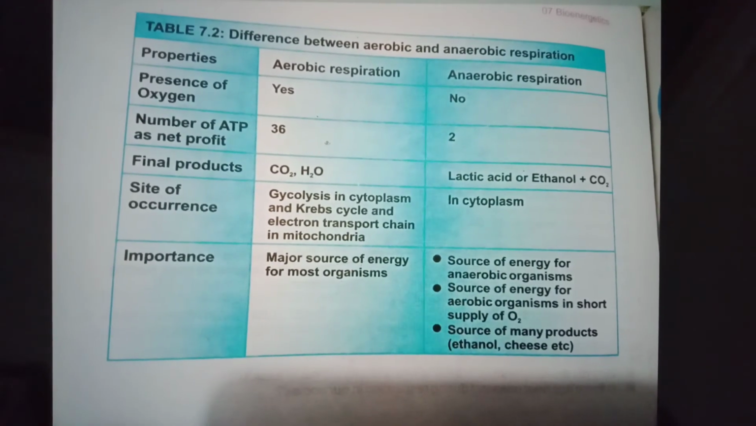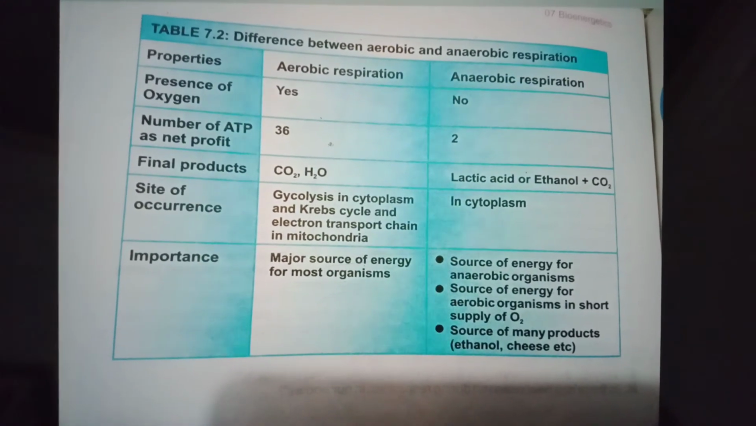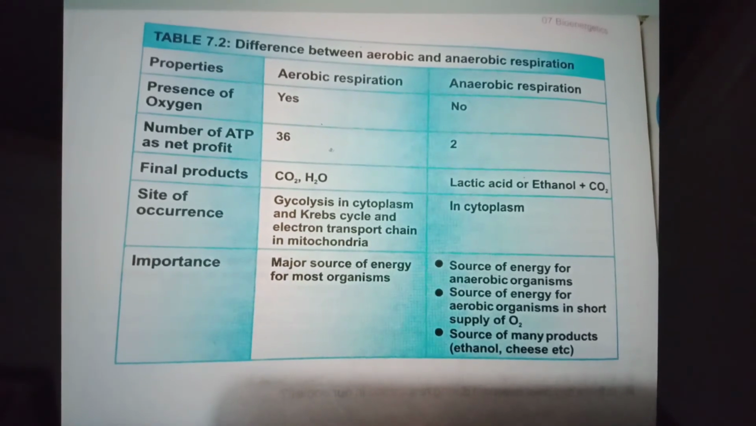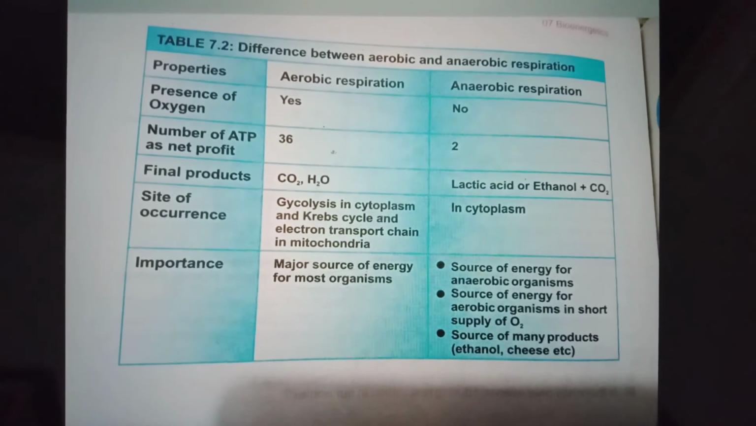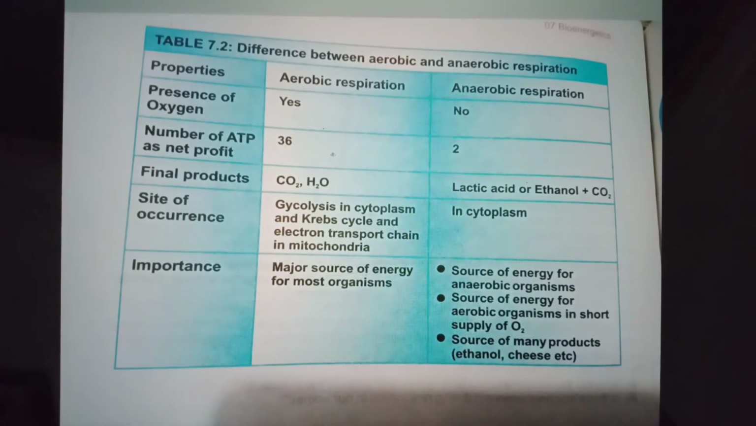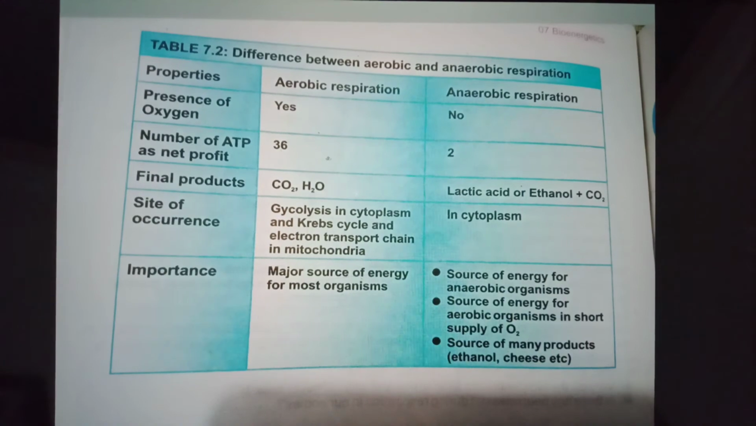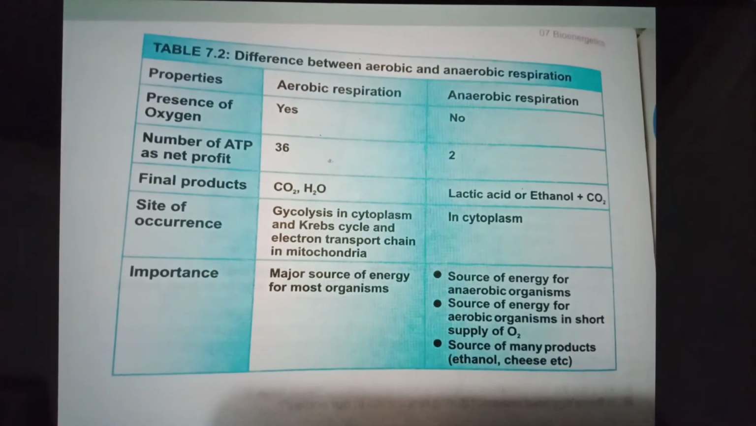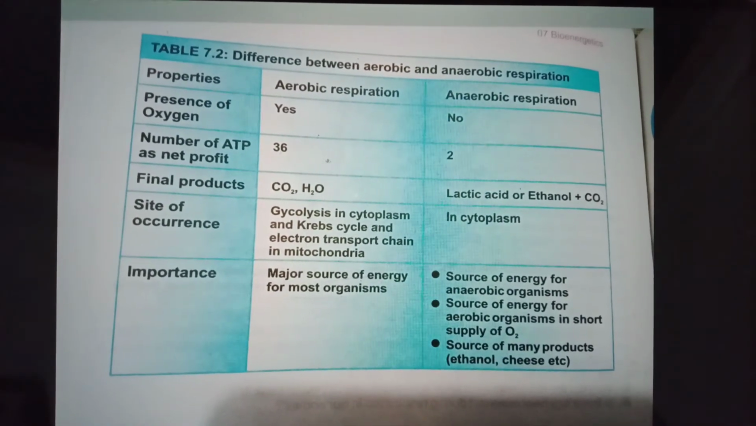Difference between aerobic and anaerobic respiration. There is presence of oxygen in aerobic respiration and there would be no oxygen in anaerobic respiration. There would be 36 ATP as net profit in aerobic respiration, but 2 ATPs as net profit in anaerobic. Final products are carbon dioxide and water in aerobic respiration, and in anaerobic respiration, lactic acid or ethanol plus carbon dioxide.